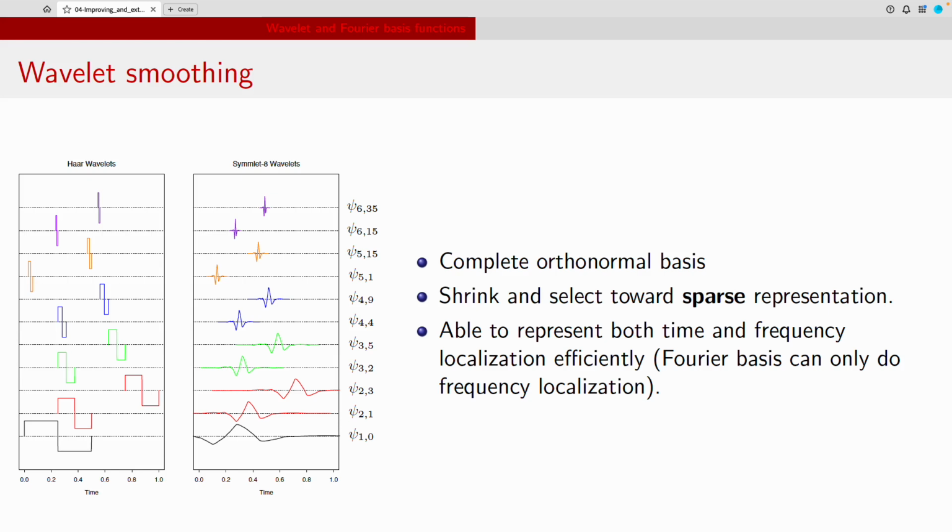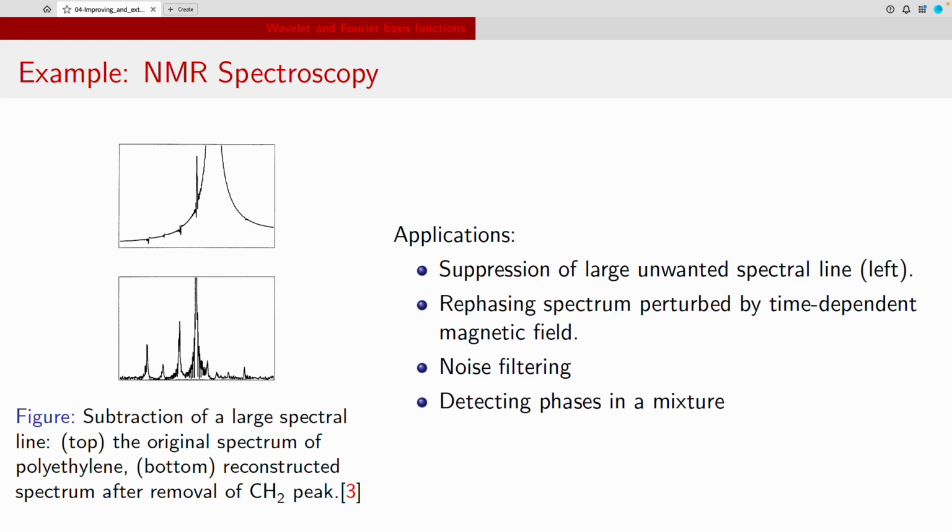The benefit of wavelets is that they can represent both time and frequency localization very efficiently. Fourier basis typically can only do frequency localization well. This set of basis functions has been used quite often in the literature for various types of materials modeling.